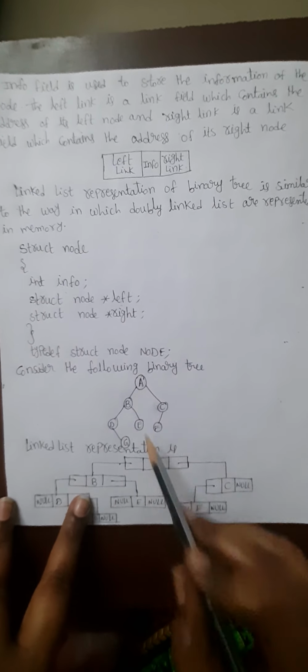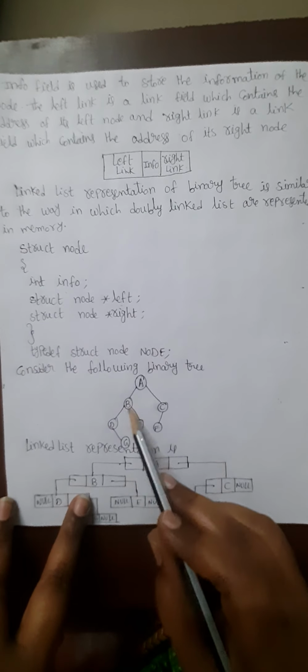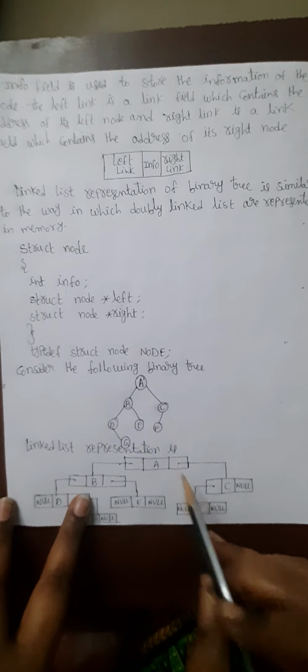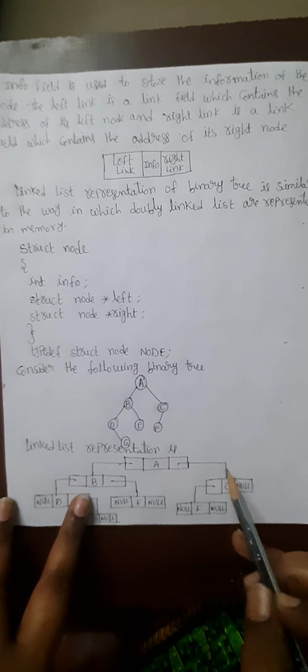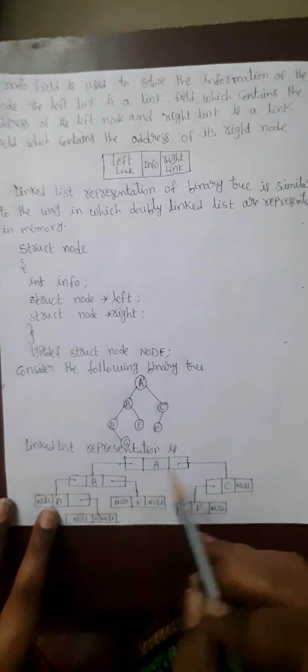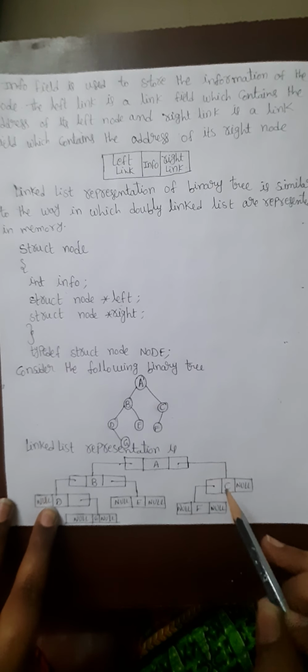And see this example of how we can represent it. Here this is the info part. Here A is inserted, and B and C. B is the left node and C is the right node. Here A will contain the address of B stored in the left side. In the right side, the address of C will be defined.